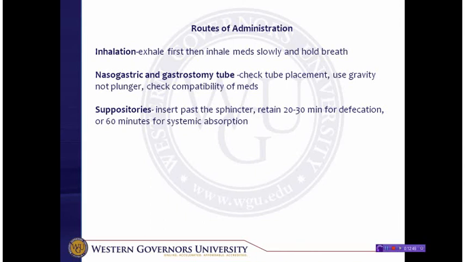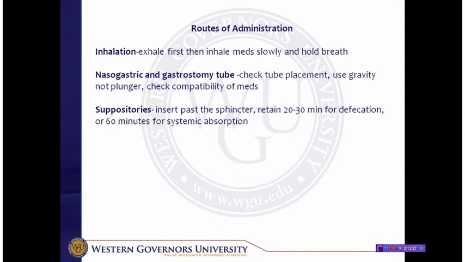Nasogastric and gastrostomy tubes are tubes that go directly into the stomach. A nasogastric tube, as the name implies, enters through the nose and goes down to the stomach. The gastrostomy tube is a tube that is on the exterior of the body and is inserted directly into the stomach from the outside. Before we give any medications in either one of these, we want to check tube placement. You want to use gravity, so we're not pushing something very quickly, and we want to make sure that, along with other routes, we're going to check compatibility of the medications that we're administering.